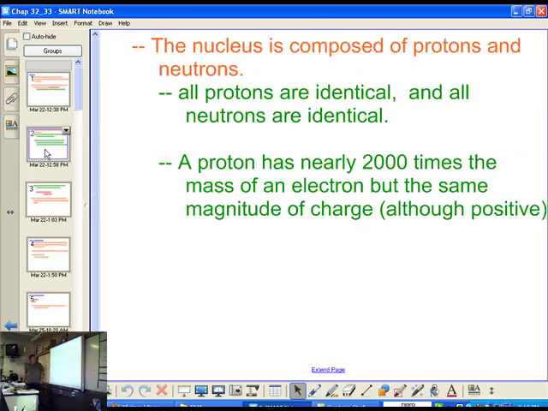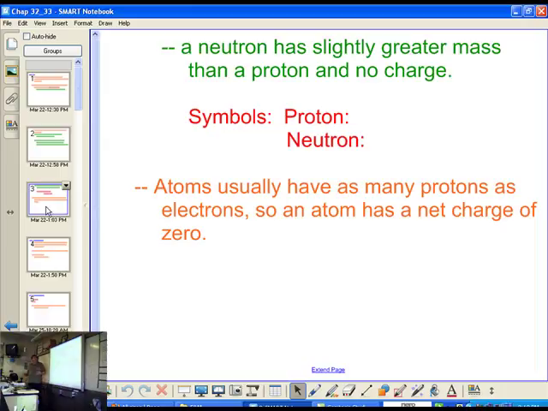Electrons are negative. The nucleus has protons and neutrons. Protons are all identical. Neutrons are all identical. Protons have 2,000 times more mass than the electron. They have a positive charge. Why do they have a positive charge? Because they are a proton. A neutron is slightly greater in mass than a proton.